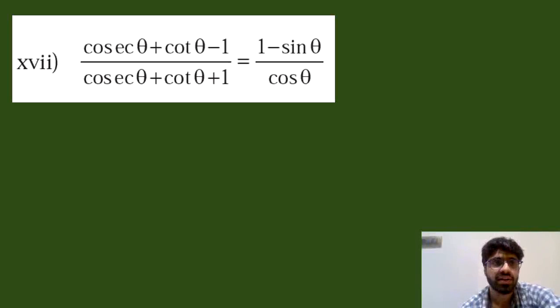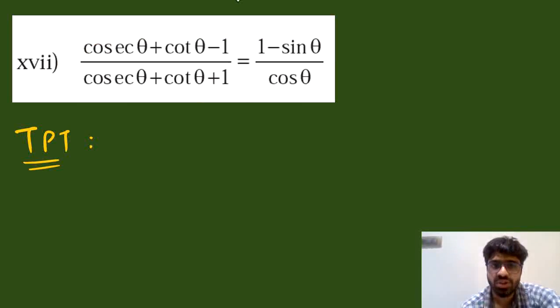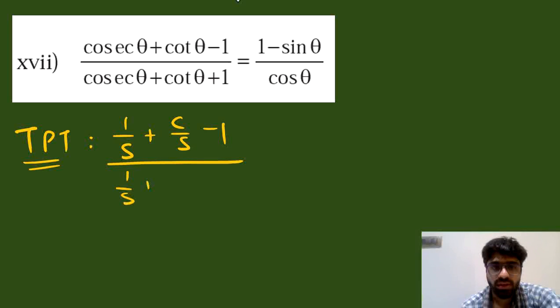That is, you had to use your identity. Now here, should that be an identity? I guess, yeah. I think we should convert these to sine and cos, and then our sum will be easier. So we have to actually prove that. Of course, we have to prove this equal to this, but let's write that left hand side in terms of sine and cos. So we have 1 upon sine plus cos upon sine minus 1 divided by 1 upon sine plus cos upon sine plus 1.